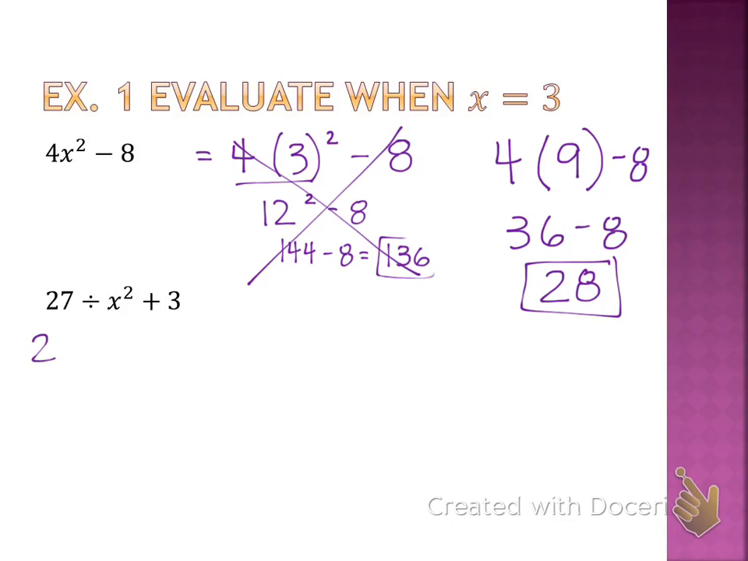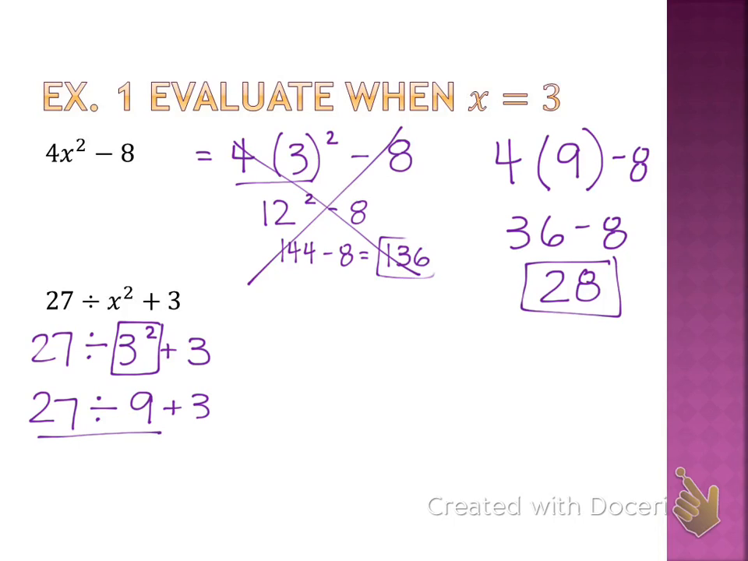Now we have 27 divided by 3 squared plus 3. Which one of these things am I going to do first? Do you see any parentheses? Nope. So we're going to move to exponents. 3 squared is 9. Now, PEM, multiplication. Do I see any multiplication? Nope. Division, yes. And remember, multiplication and division fall on the same line, so you do whichever one you saw first. 27 divided by 9 is 3, and 3 plus 3 is 6.